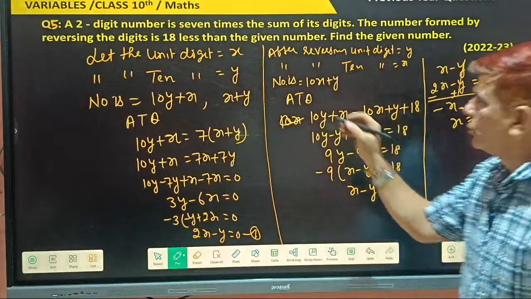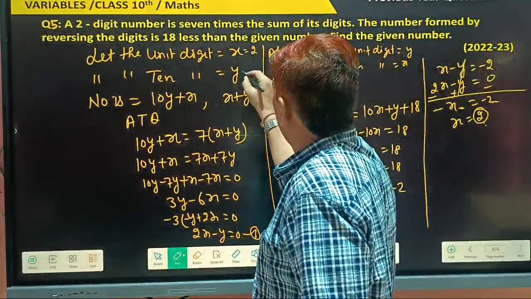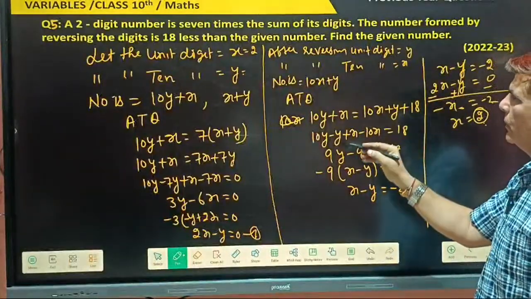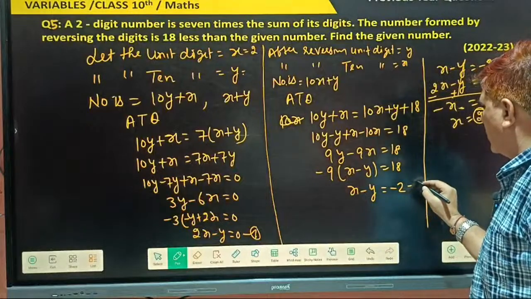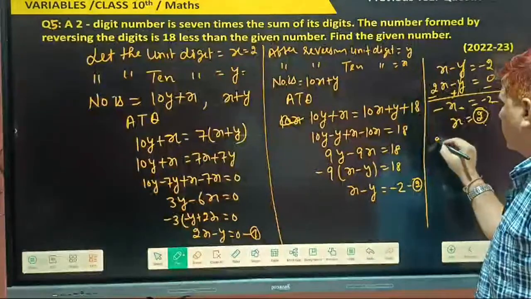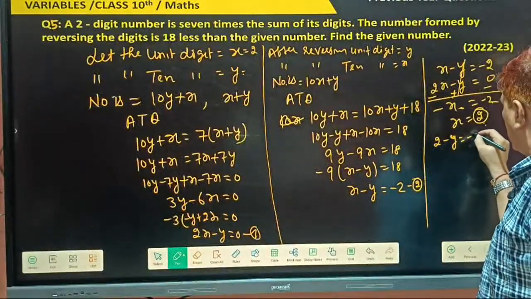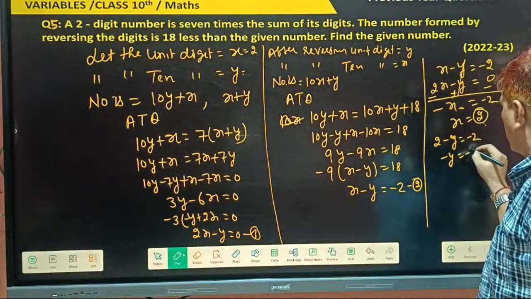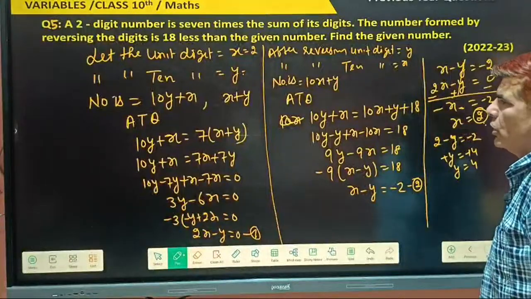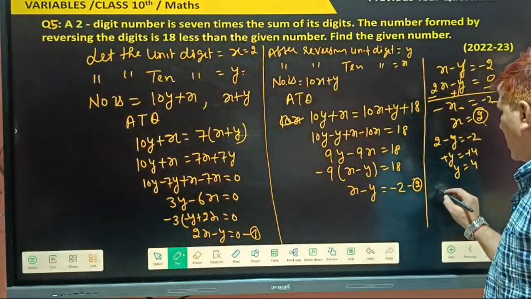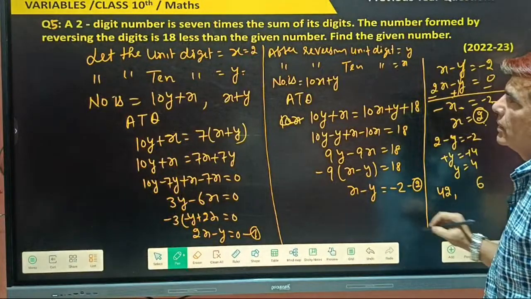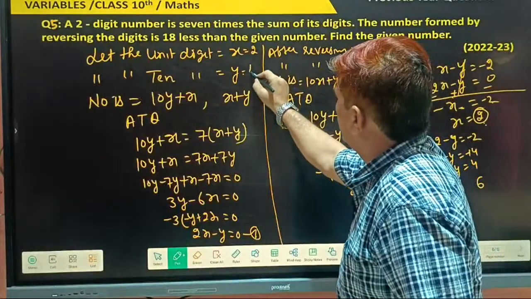x equal to 2. What's your y? Putting the value of x in any one. This one you can say 2, this one you can say 1. Putting the value of x in 2x minus y equal to 0, so minus y equal to minus 4. And what's your y equal to? y equal to 4. So what's your number? 42. And what's their sum? 6.